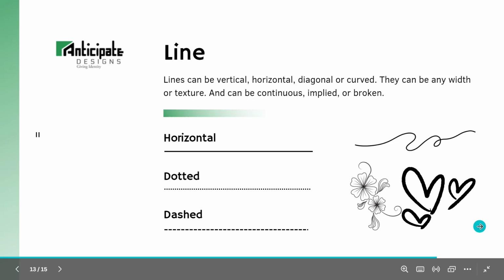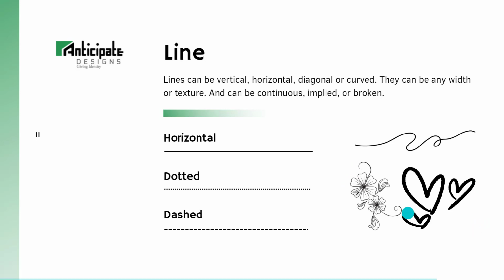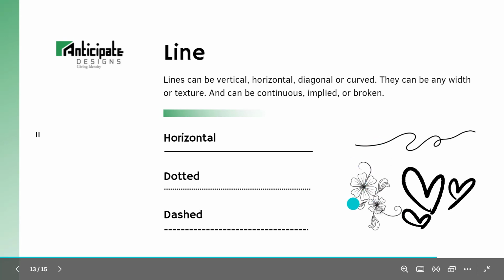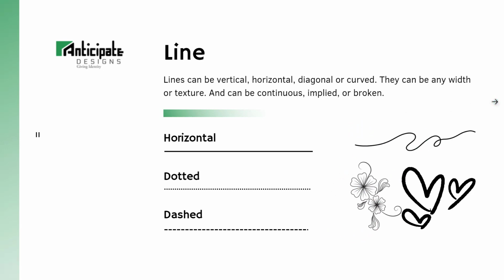Now, this is a curved line, two curved lines coming together to form a heart. These are spiral lines, straight lines, different types of lines that come together to form this flower. And this is a spiral line. So we can actually fine tune lines to come up with designs.